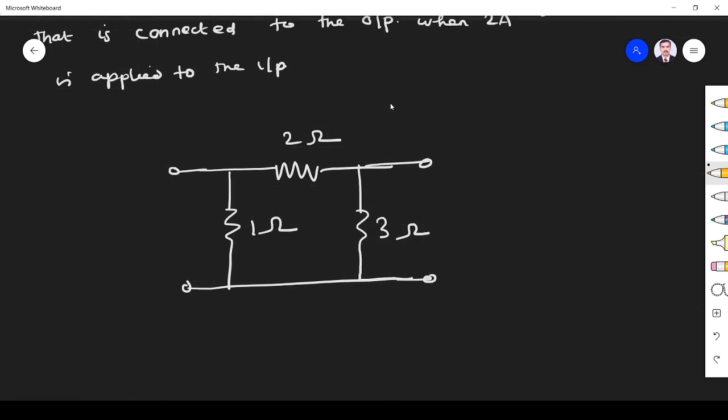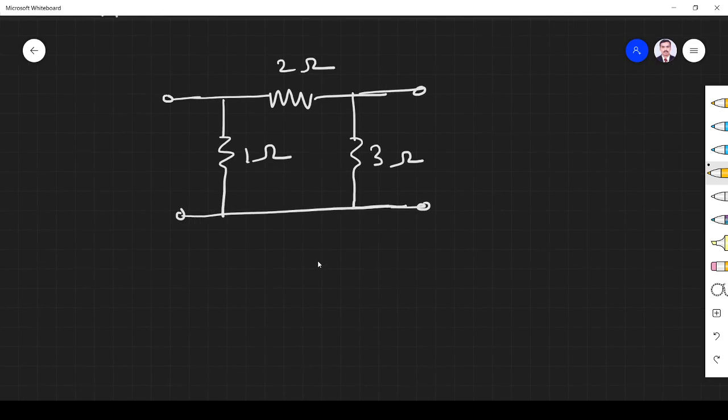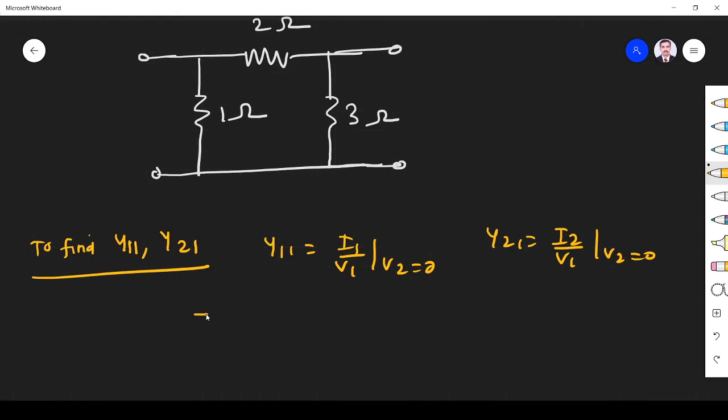Okay, so what do I have to do? We follow the same procedure. First I want to find Y11 and Y21. Right? So Y11 is nothing but I1 by V1 with V2 equal to 0. Y21 is nothing but I2 by V1 with V2 equal to 0. So if you want to find Y11 and Y21, short the output. So the circuit becomes, at the input you have to add some current.